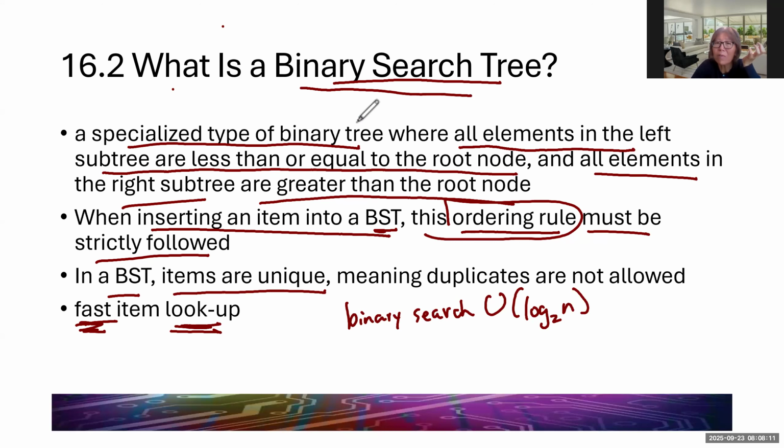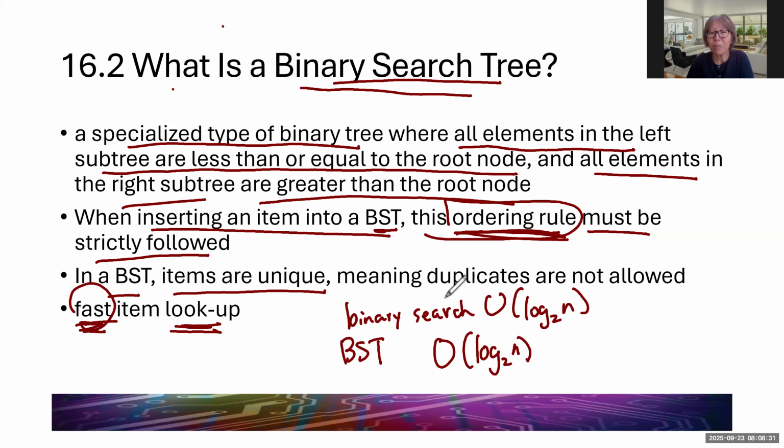Similarly for the binary search tree, because of this special ordering rule, the search is also going to be log 2n. So it's faster, but unlike binary search, where all items must already be ordered, here there is no such requirement. No such order requirement. So that's the binary search tree and its benefits.